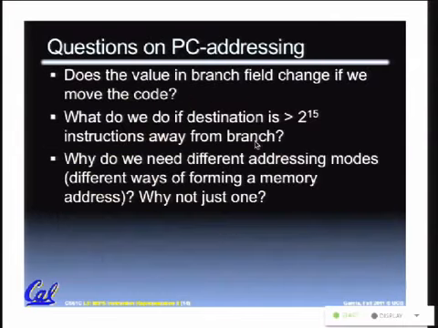The second one is: what do we do if the destination is greater than 2 to the 15th instructions away from the branch? Okay, that's a good one. Does anyone have an answer for that question first? Yeah, we'll use a different instruction altogether. There was one more question back there, right?